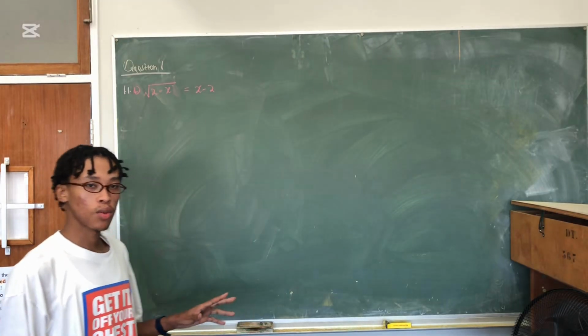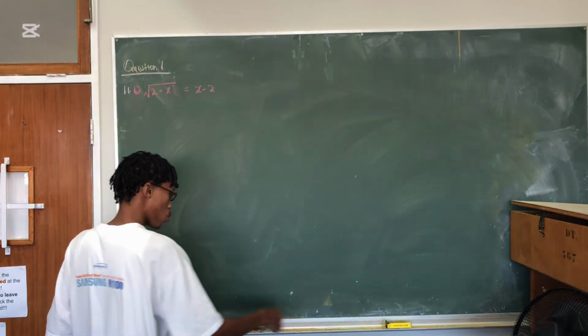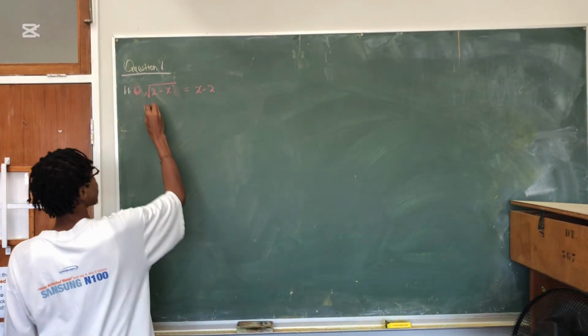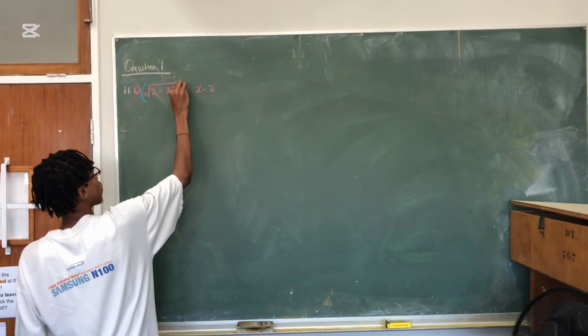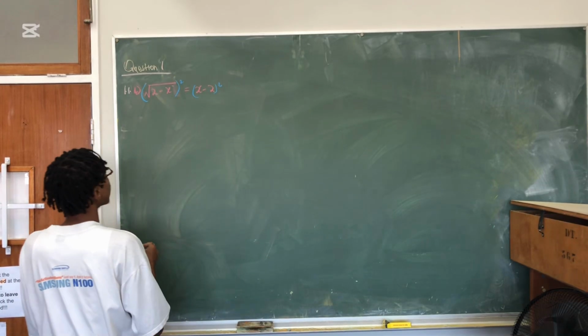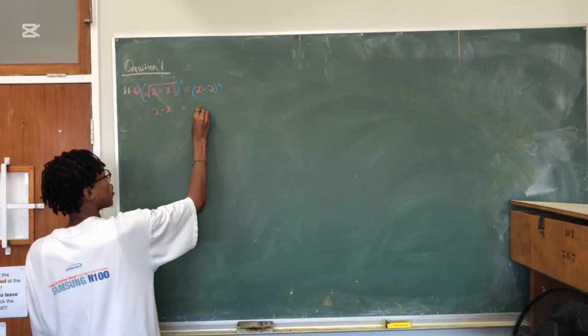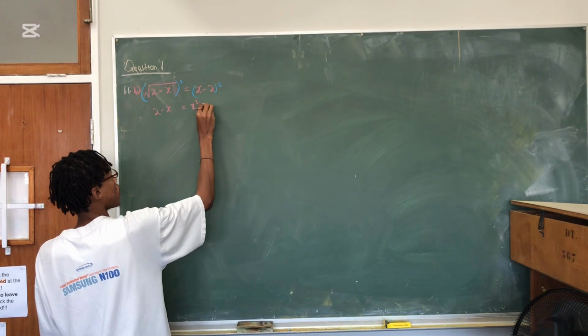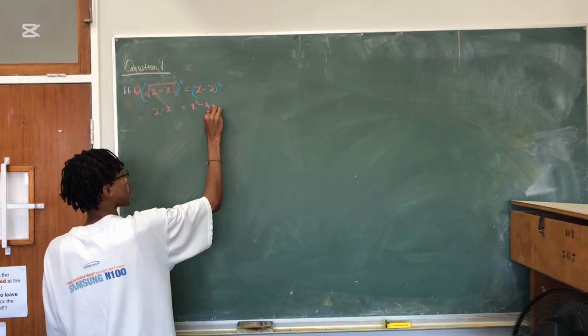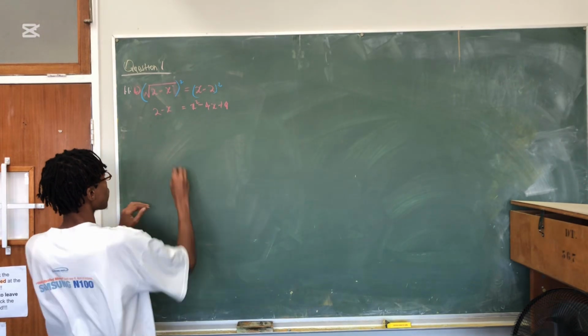The first part of this question, we want to get rid of this square root. So we're going to square both sides. Square both sides by 2. Then here we have 2 minus x. Here we're going to have x squared minus 4x plus 4. Take all these to that side.